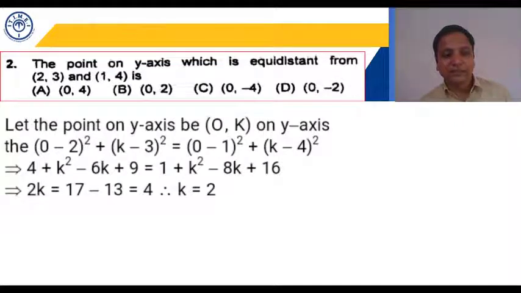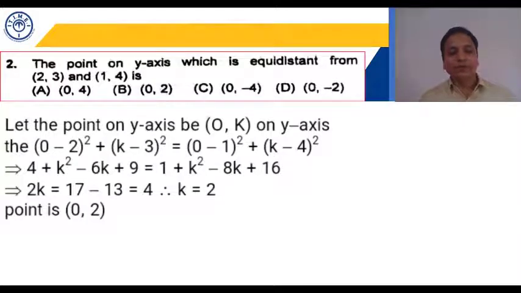So on solving this expression, k square cancels out. Left hand side becomes 8k minus 6k, which is 2k, and right hand side 17 minus 13, which is 4. So 2k is equal to 4. We can safely say value of k comes out to be 2.